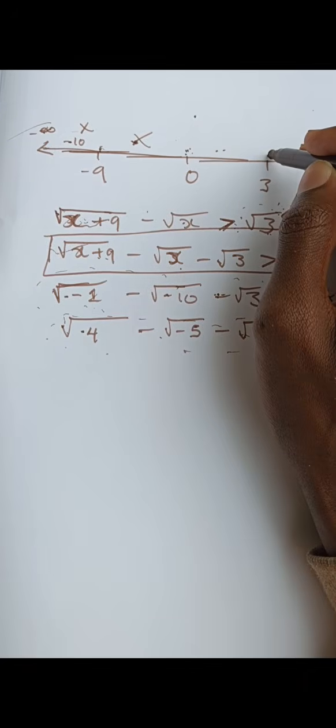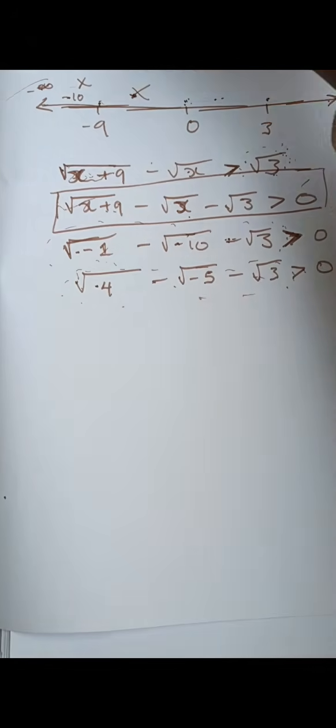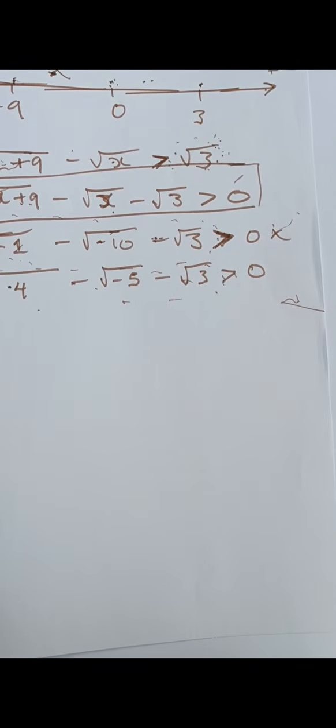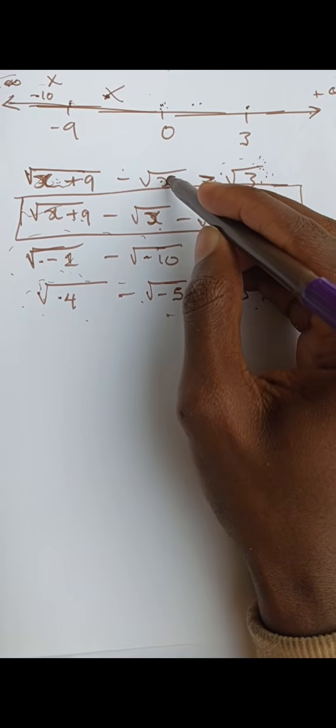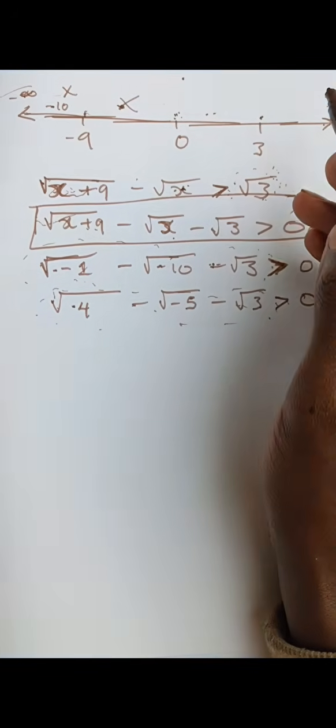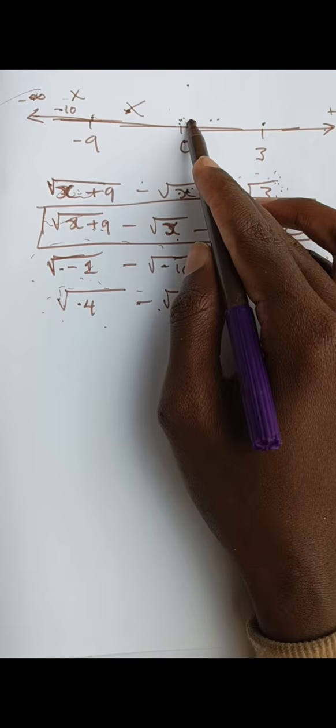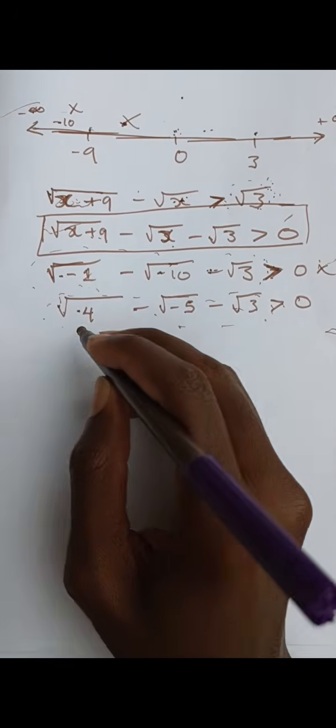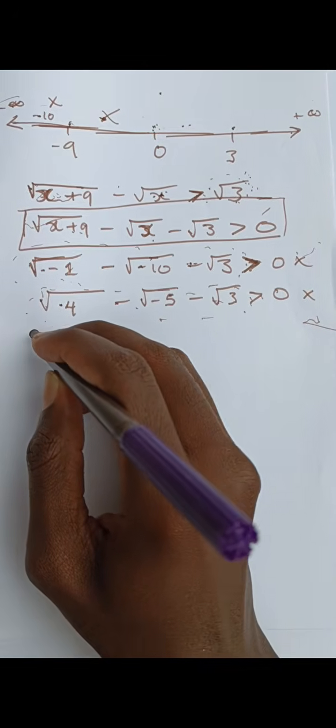Between 0 and 3, pick any value. So I'm going to pick 1. The reason why I'm picking 1 is I can easily work with 1. Like if I put 1 here, I can easily find the square root of 1. As long as what you've picked is in that range. Okay, so this test has failed.